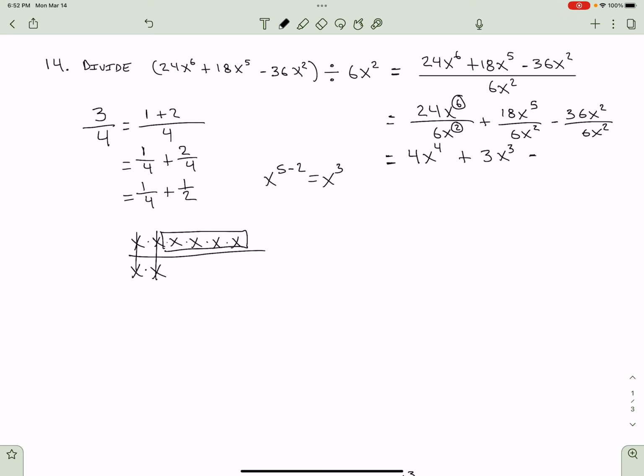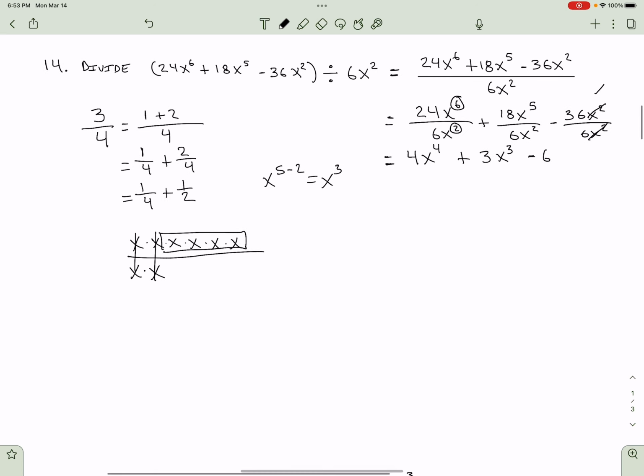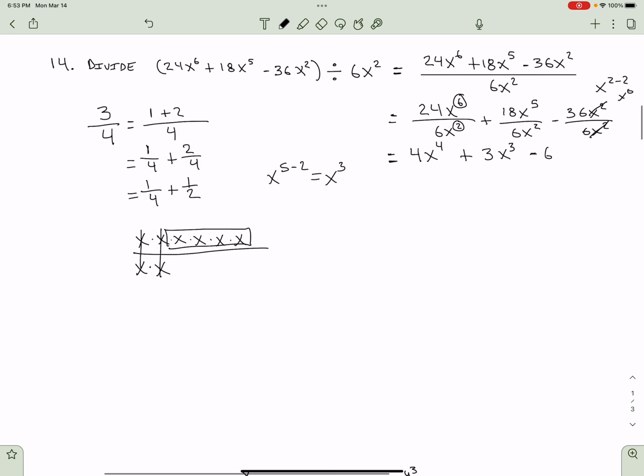36 divided by 6 is 6. These x's just cancel out. This would be x to the 2 minus 2, which is x to the 0. Okay? So our final solution here would be 4x to the 4th plus 3x cubed minus 6.